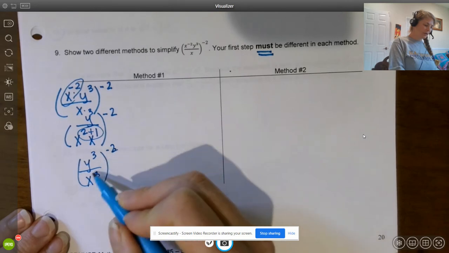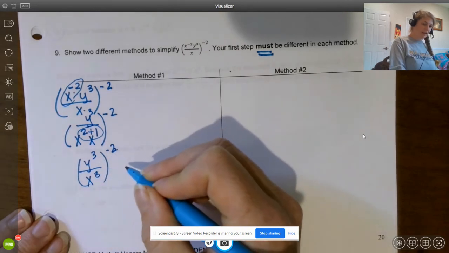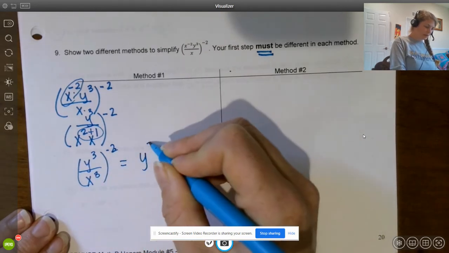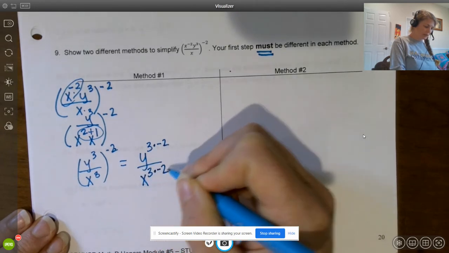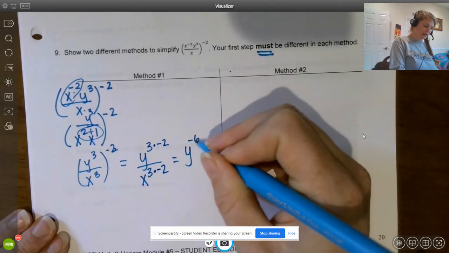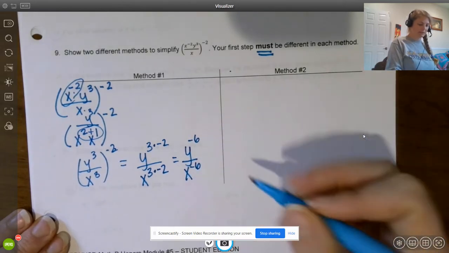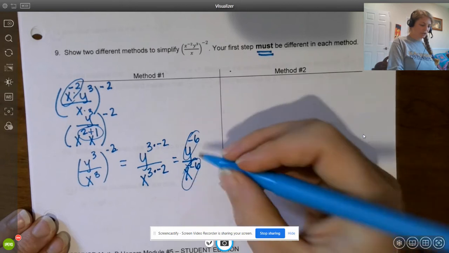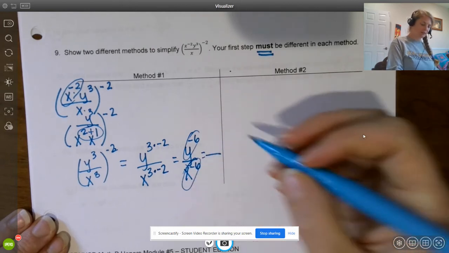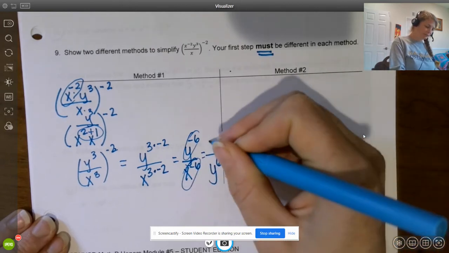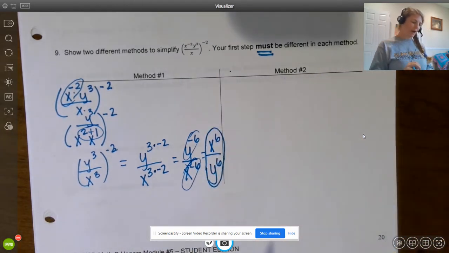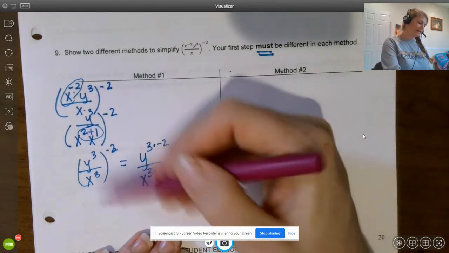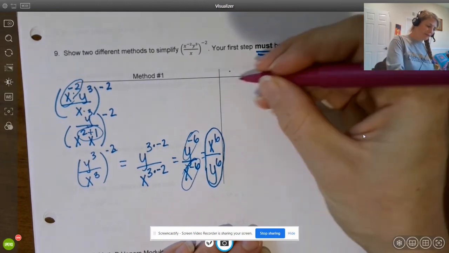From here, a power of a quotient, I end up with y to the third times -2 over x to the third times -2. Gives me y to the -6 and x to the -6. Now I need to cross the line and change the sign so I don't have negative exponents. Now I have my final answer of x to the 6 over y to the 6. So my second method, instead of simplifying on the inside, I'm going to deal with the negative exponent on the outside.